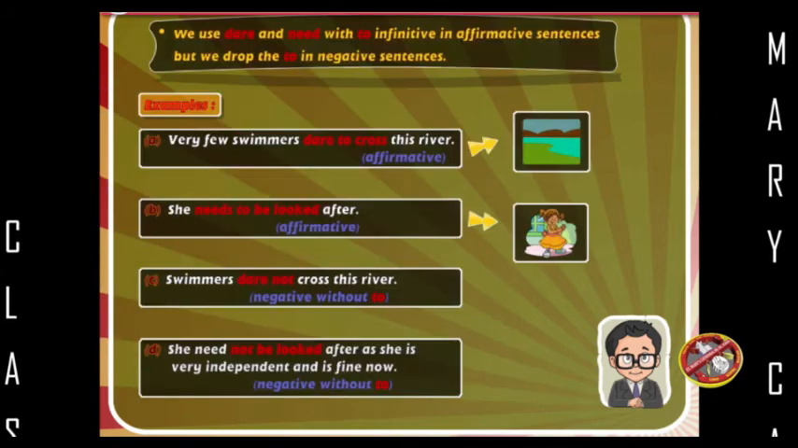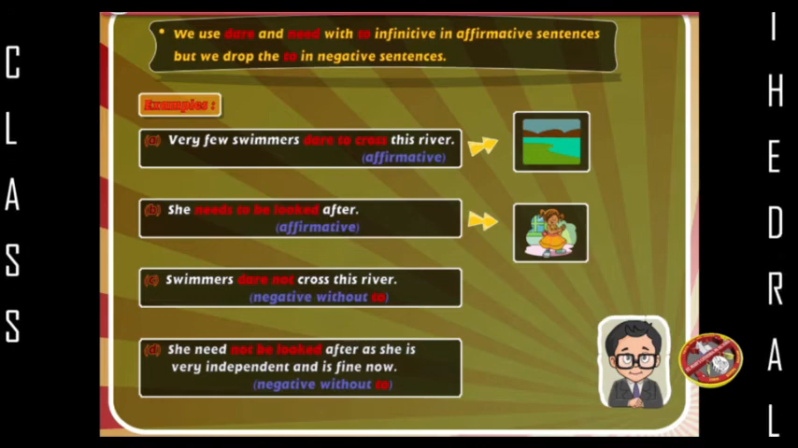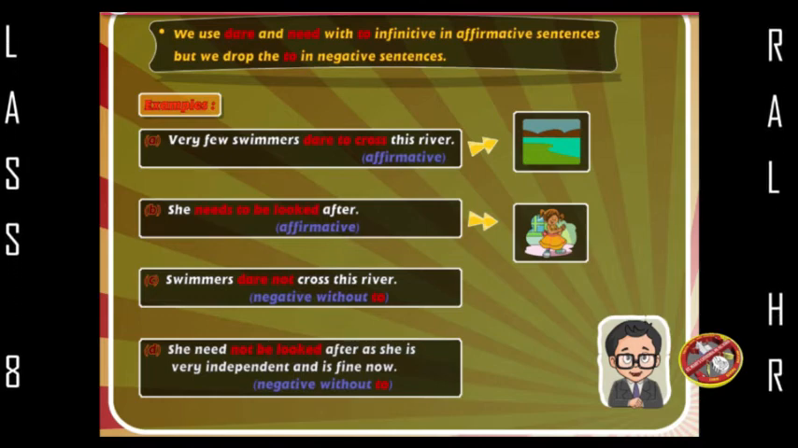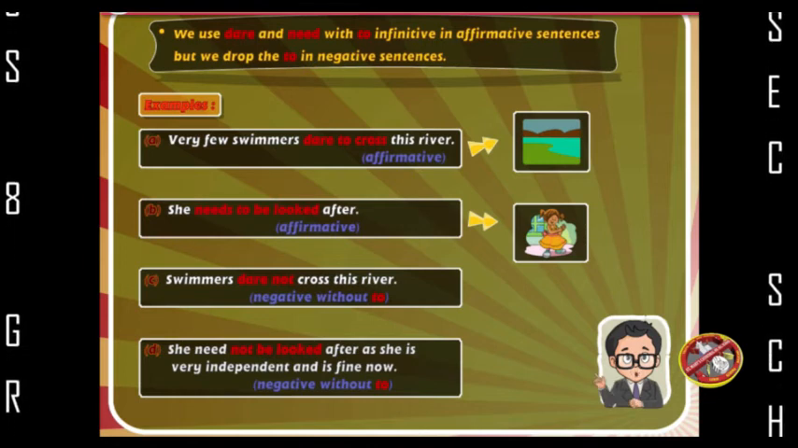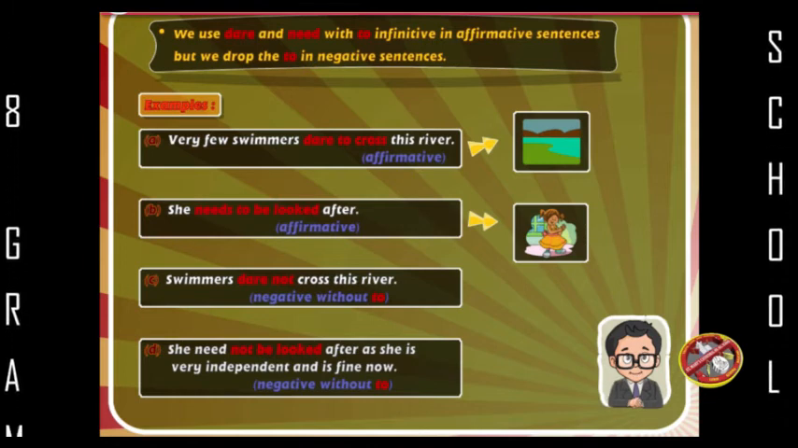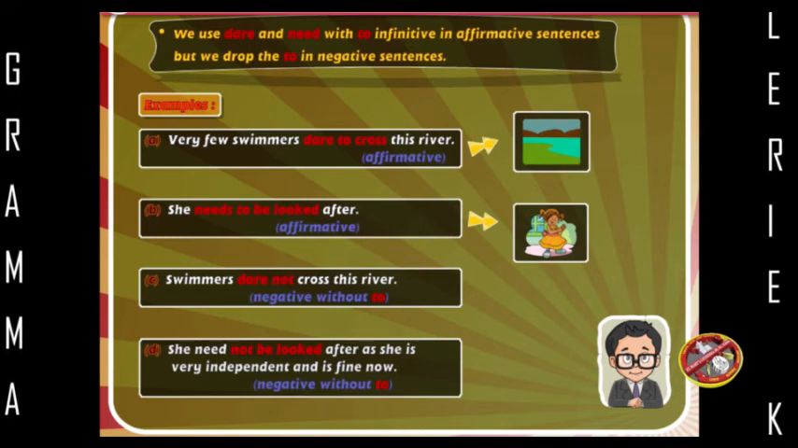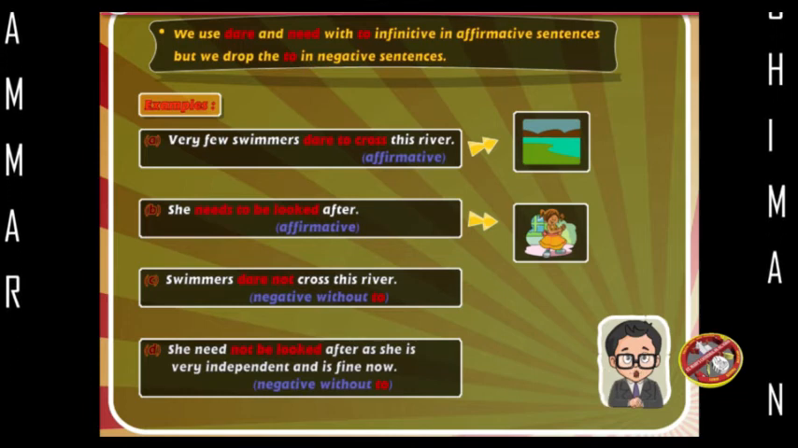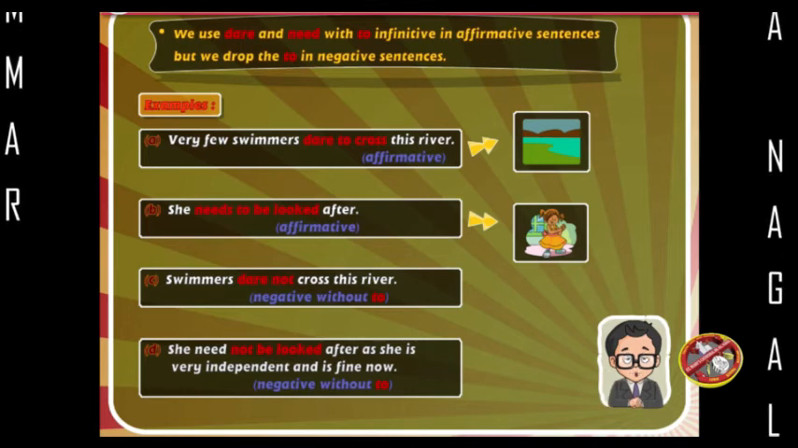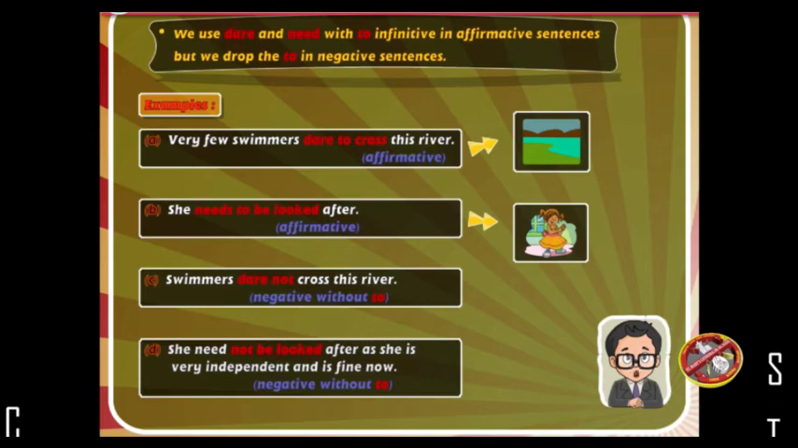We use dare and need with to infinitive in affirmative sentences, but we drop the to in negative sentences. Examples: very few swimmers dare to cross this river. Affirmative: she needs to be looked after. Negative: swimmers dare not cross this river. Negative, without to: she need not be looked after, as she is very independent and is fine now.